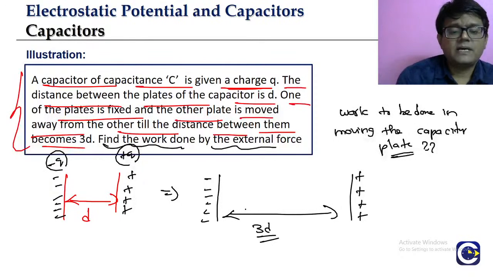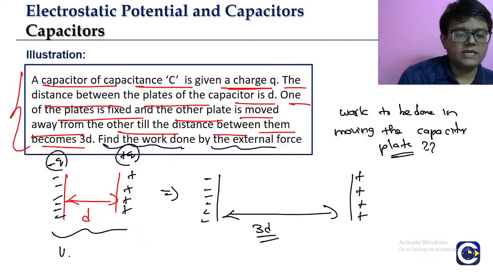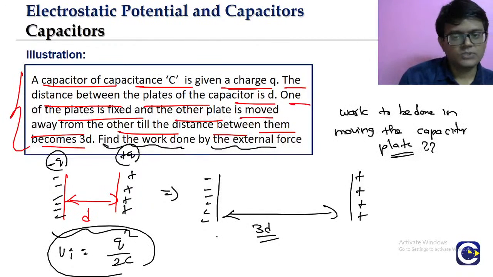So initially the capacitor will have a potential energy. What is it? Q square by 2C. We are separating the plates. So initial separation D, we are slowly moving one of the plates. One plate is fixed, the other plate we are slowly moving. We are increasing the separation to what?